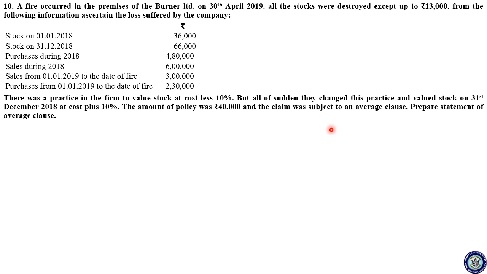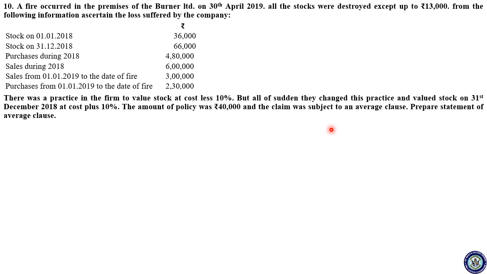But one thing you have to remember: if the average clause is applied and the rate of gross profit is not given, please note, then you have to start with the trading account. You prepare it, then calculate the rate of gross profit, then do the memorandum trading account, where the difference will be the closing stock, then you have to prepare the statement.